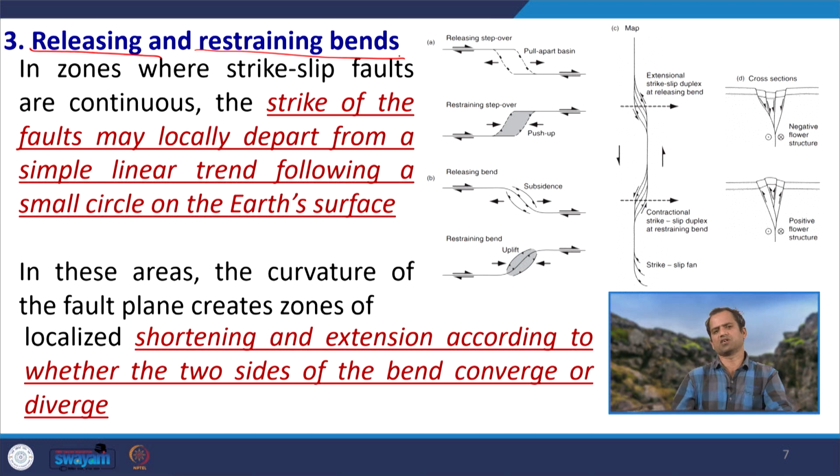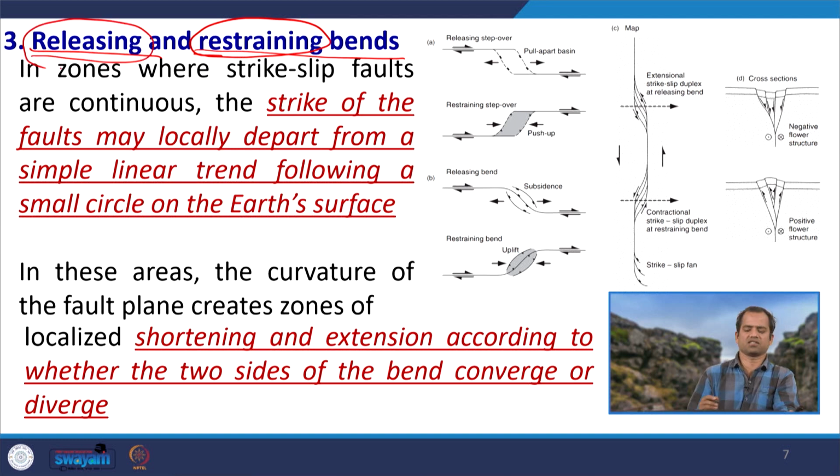What is a releasing bend? Releasing, the term is itself self-explaining. It is releasing the strain, and a restraining bend is restoring the strain. So, that means here it represents the compressional system, and here it represents the extensional system.